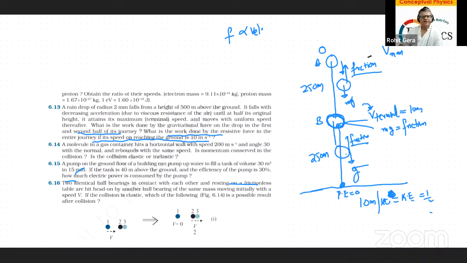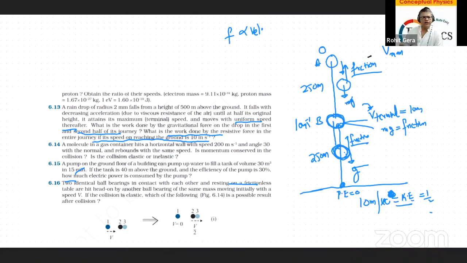Okay, so what is the work done by the resistive force in the entire journey and its speed on reaching the ground? And it has also been said that the speed is uniform thereafter. So this uniform speed from here onwards is 10 meter per second. After that the situation is balanced, it is in equilibrium, but the inertia of motion is making it come down.